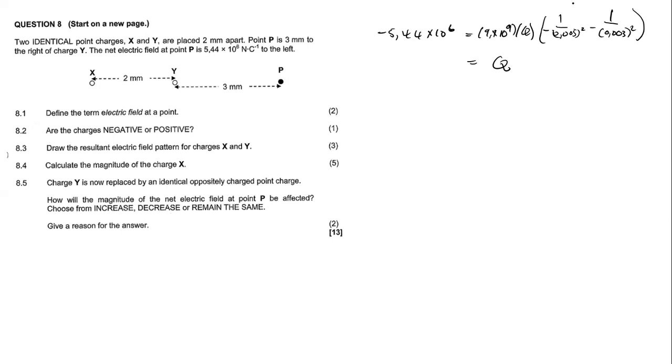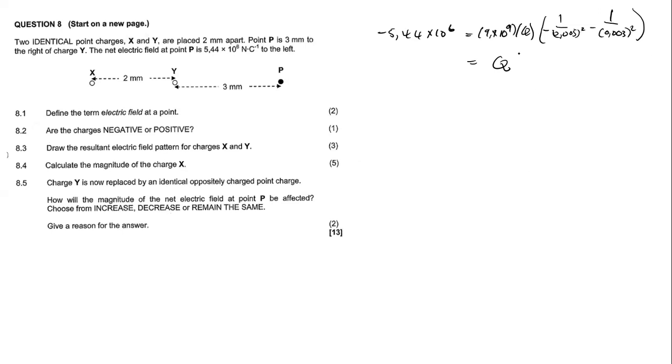I'm going to say negative fraction 1 over 0,005 to the power of 2, subtract 1 over 0,003 to the power of 2. In my calculator, I get negative 15111, and then the very same answer that I got from here, I'm going to multiply it with 9 times 10 to the power positive 9. I get negative 1,3 something.